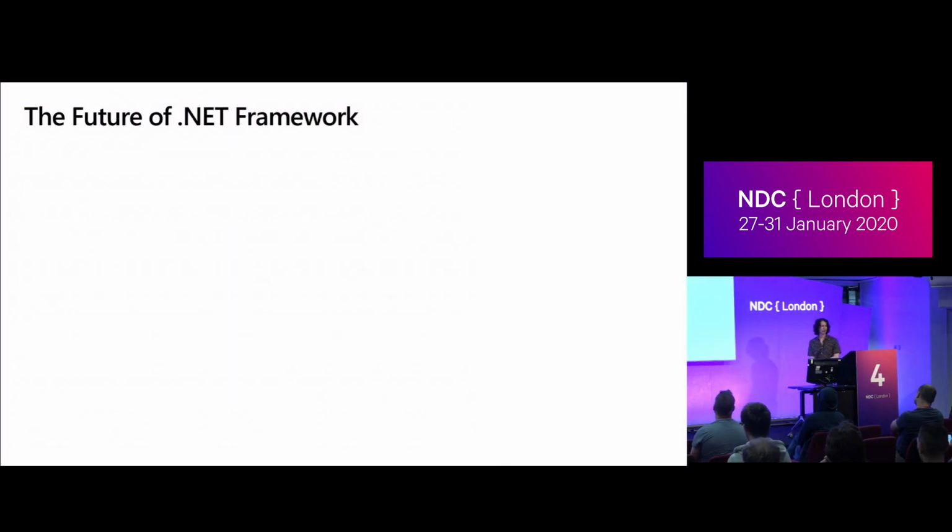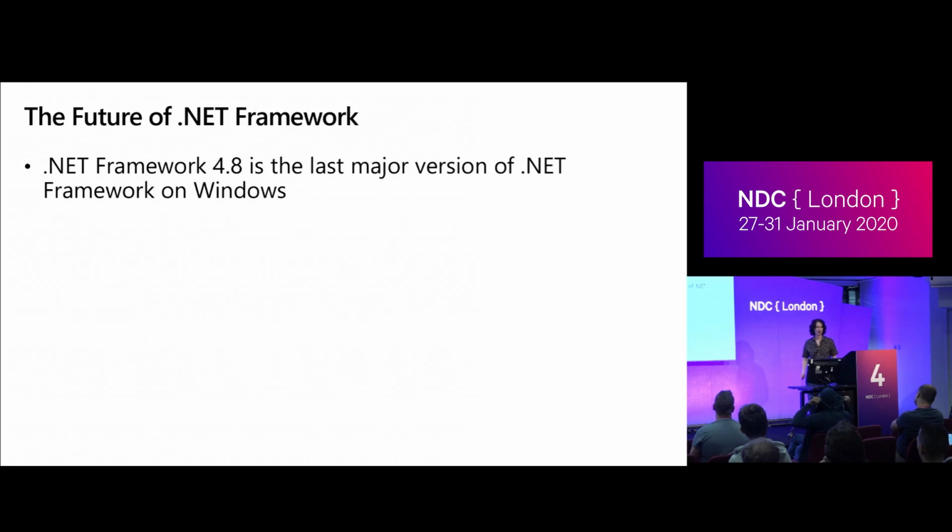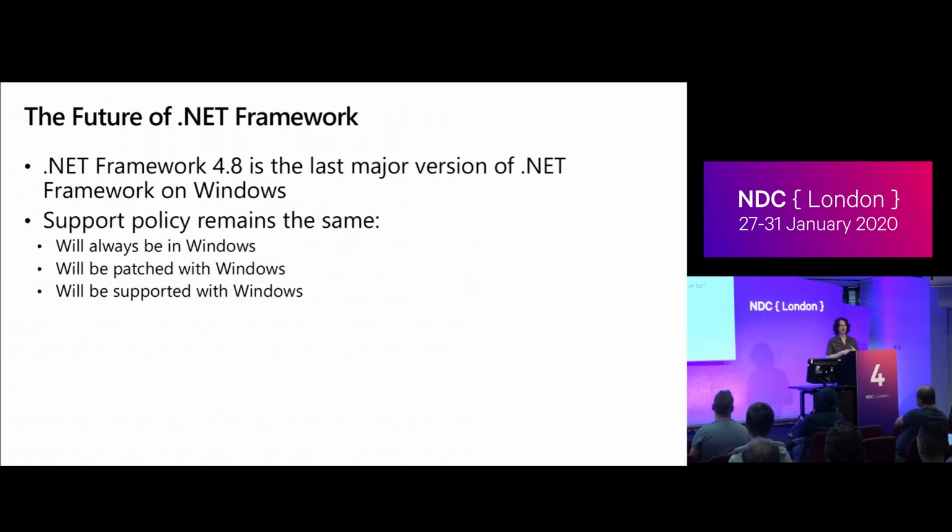OK, so we've looked at how we get you to .NET Core 3, but I don't want you to come back from here and have your bosses say, hey, what did you do to my framework? Are you forcing me to spend more money? That's not cool. And I want to say that .NET Framework is not going anywhere. .NET 4.8 is the last version of .NET Framework. However, it is and will be supported for a very long time. It is a component that is shipped in Windows, and Windows has a very long support policy.